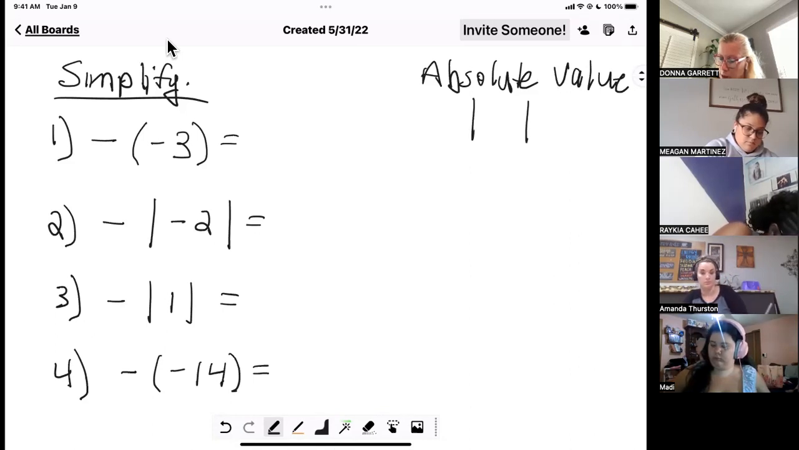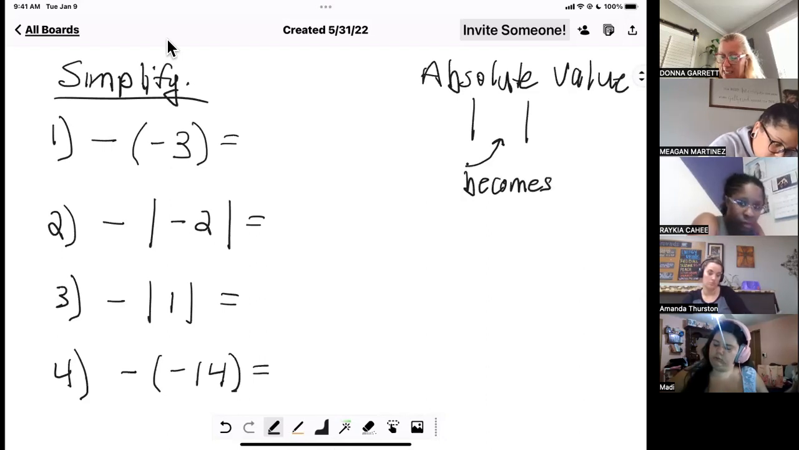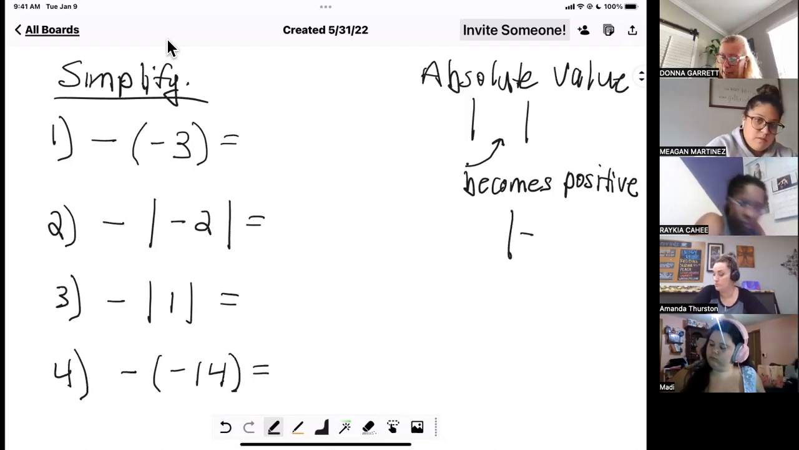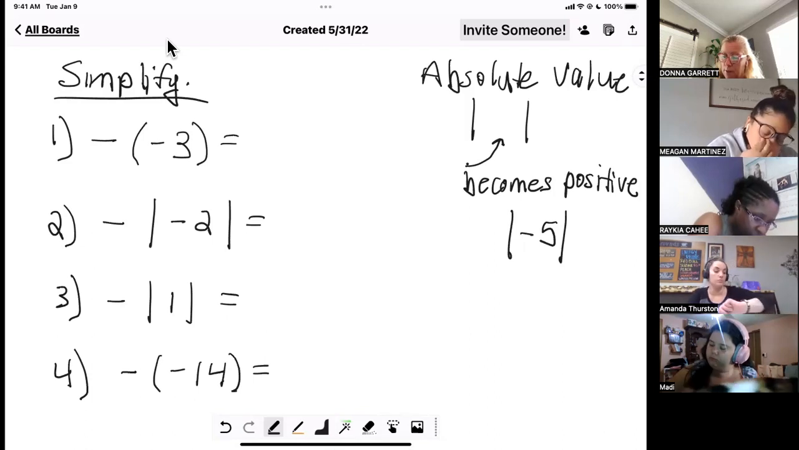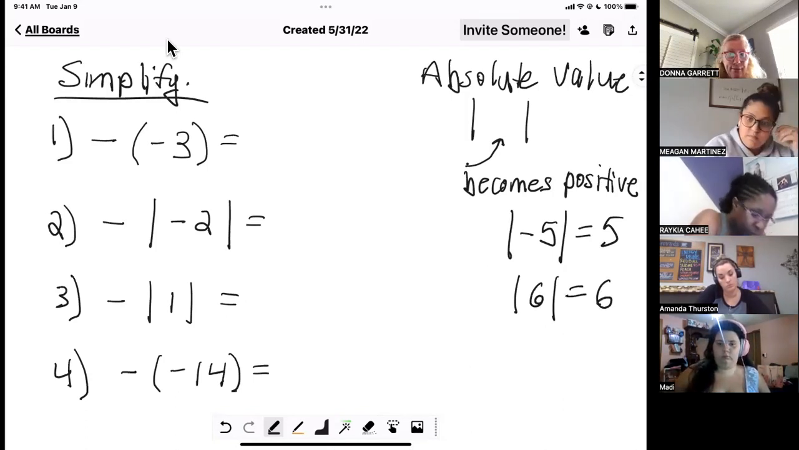When you see these straight bars, that's the absolute value sign. So anything within these bars becomes positive if it isn't already. So if I have the absolute value of -5, that's equal to 5. Anything that's negative becomes positive. If I had the absolute value of 6, that just stays 6 because it's already positive. So absolute value will make anything negative positive. But it's only what's inside.